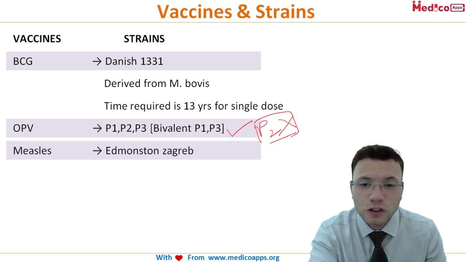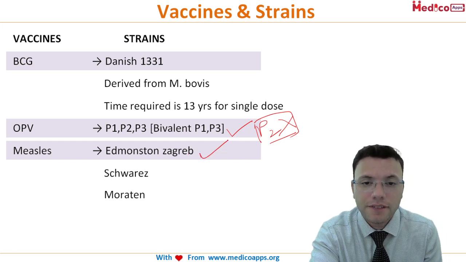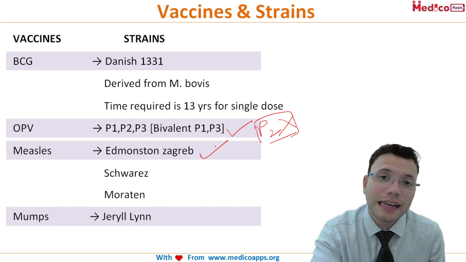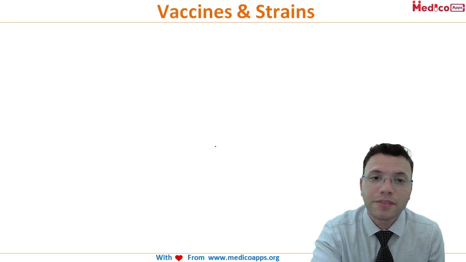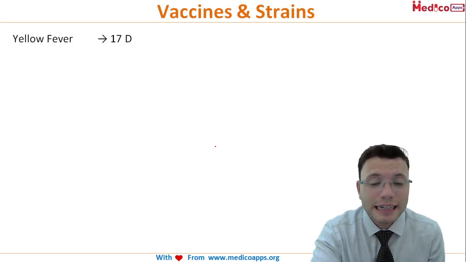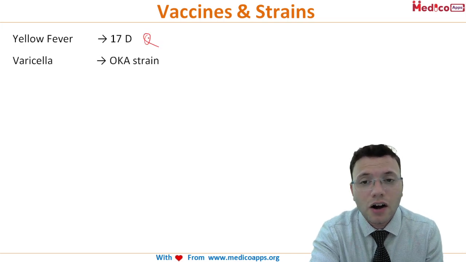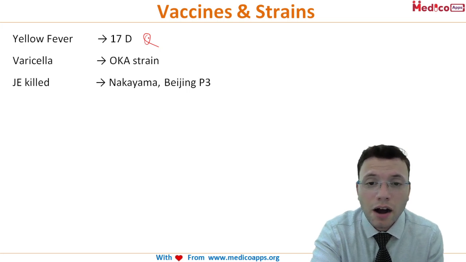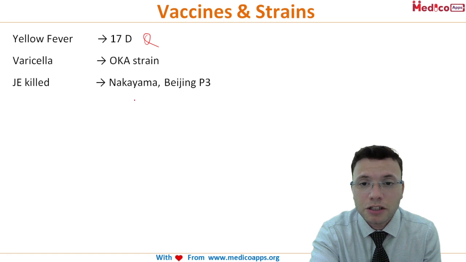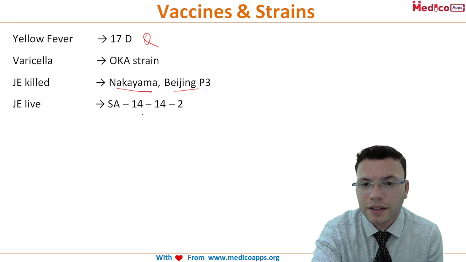So for measles, we use Edmonston-Zagreb, Schwarz and Moraten. So remember Zagreb. Mumps, Jeryl Lynn strain. Rubella, RA 27/3. Yellow fever, 17D, very, very important, very, very frequently asked. Varicella, Oka strain. Japanese encephalitis killed vaccine is Nakayama, Japan, remember, very simple, easy to remember, Japan, Nakayama. And China's also, Beijing, P3 strain.